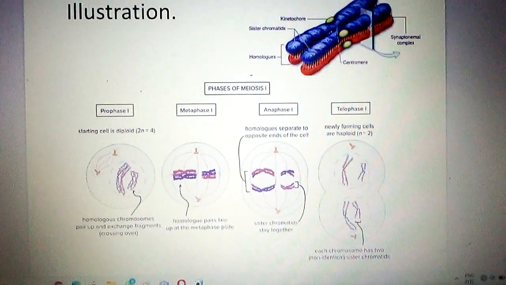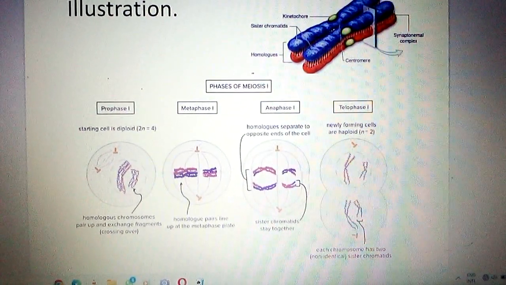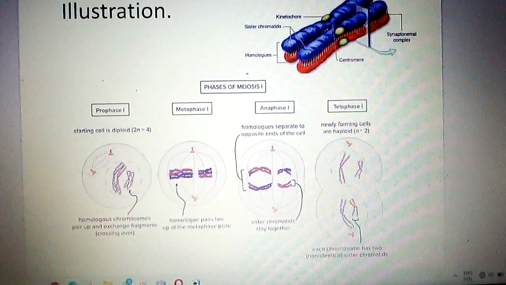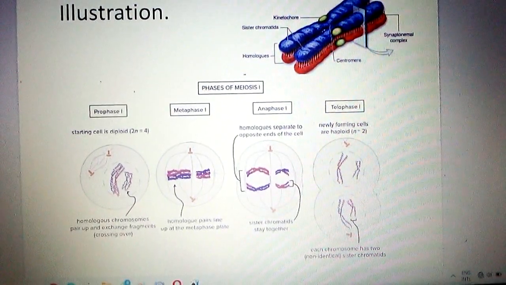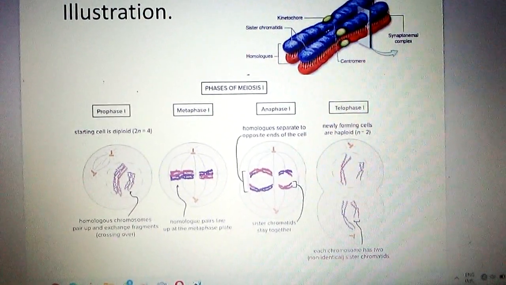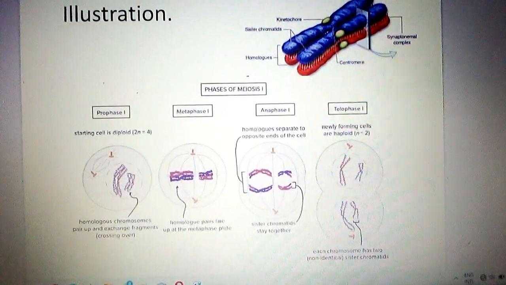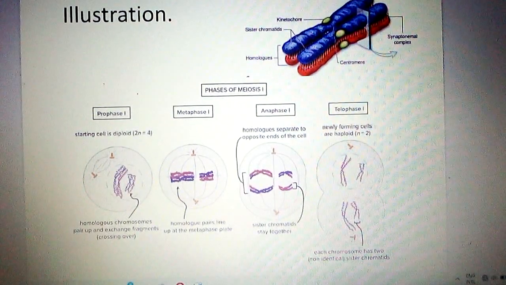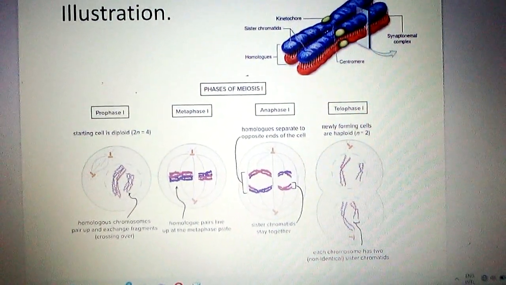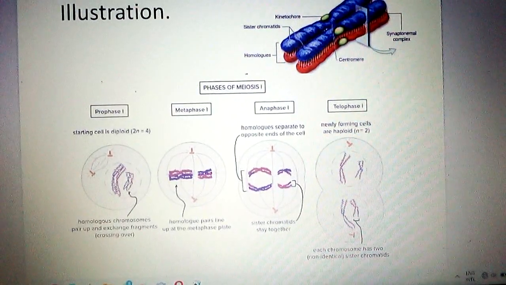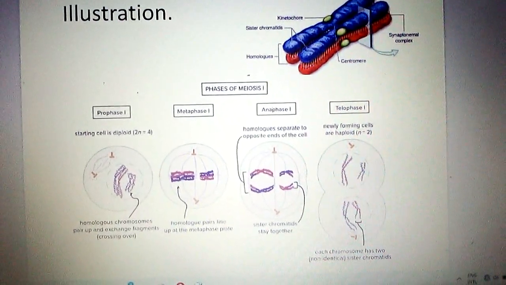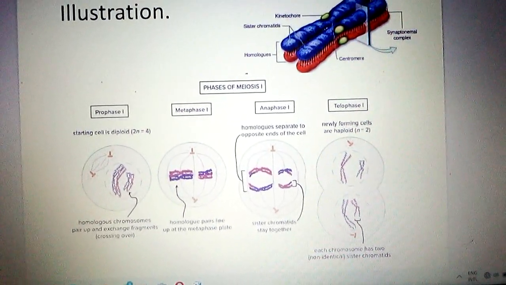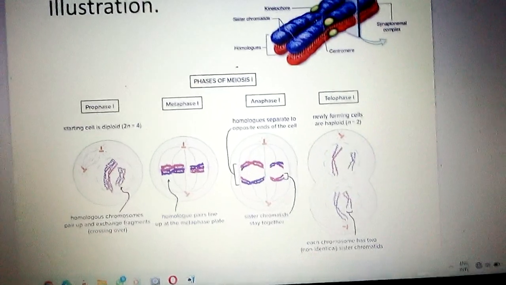Therefore, ladies and gentlemen, the individual sperm cells have a specific type of chromosome, either X or Y. So whether the child you are going to produce is a boy or a girl depends on the specific type of chromosome which is found in that spermatozoon.